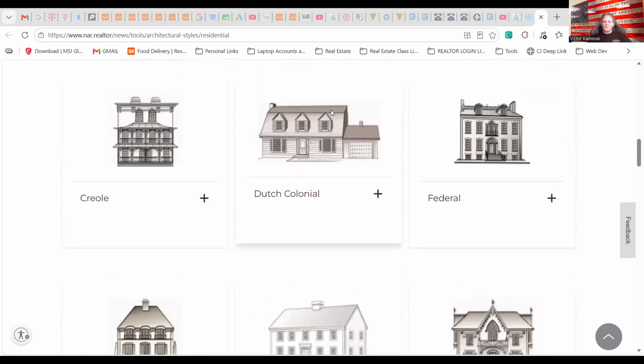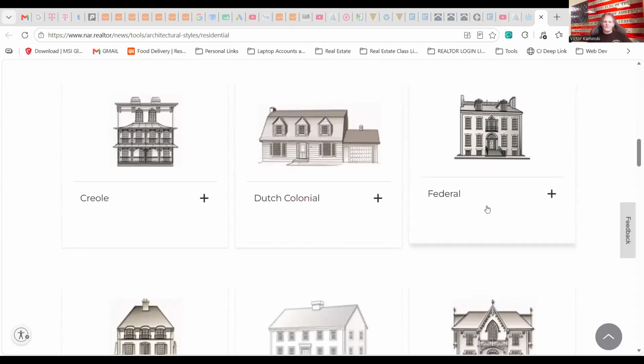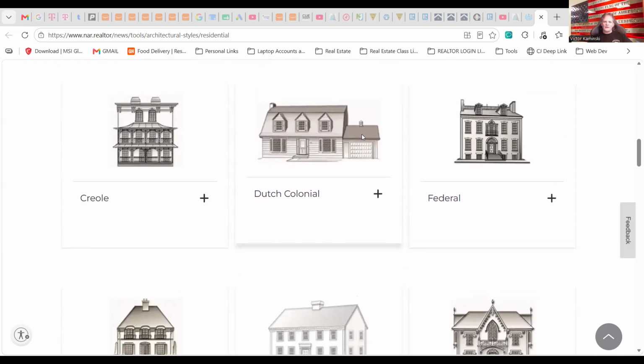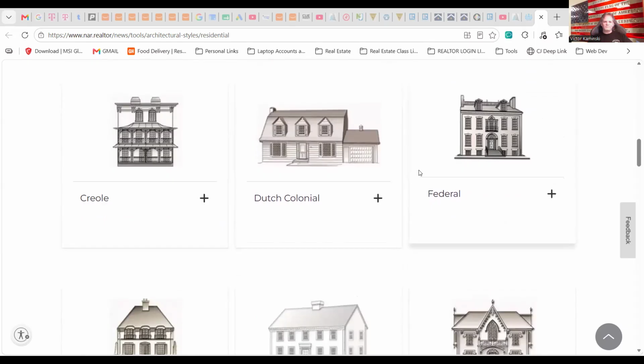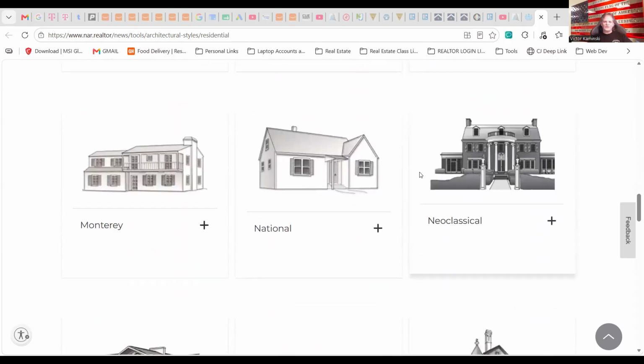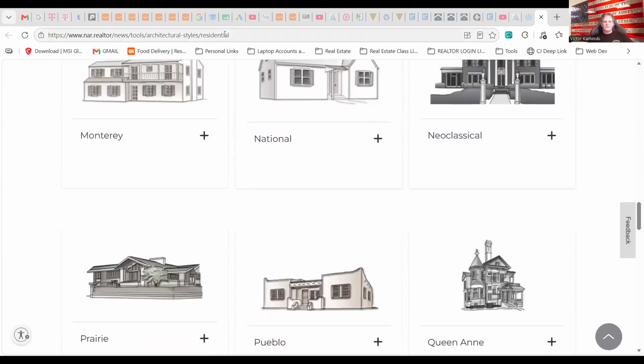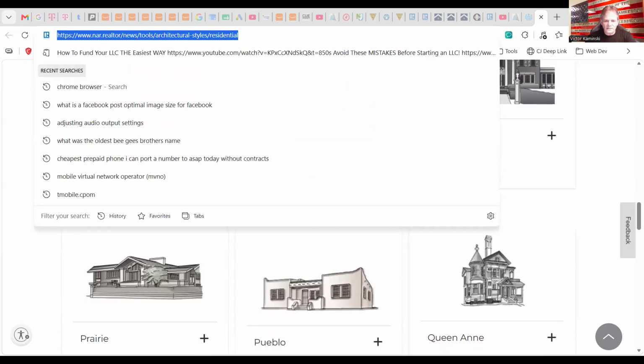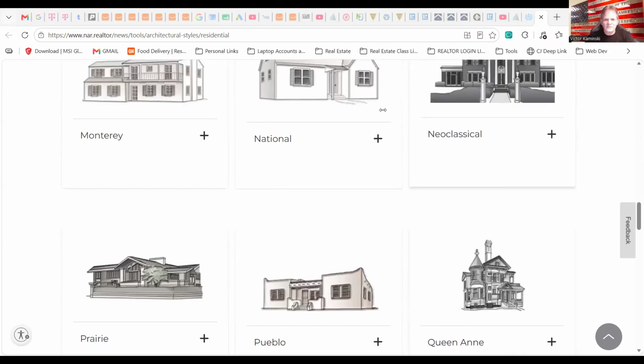I live in a Cape Cod, but my house more resembles this, minus these dormers up here for the second level, because it's a 1.5, pretty much with the slanted roof. And I got the garage over there. But you should familiarize yourself with different architectural styles. So here's that to help you out a little bit, the different architectural styles.